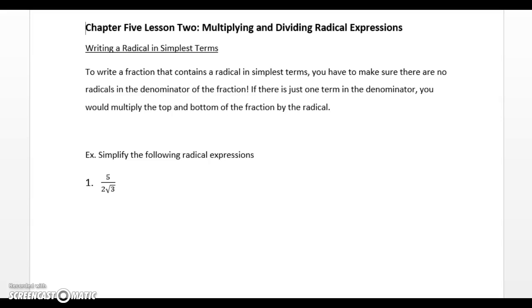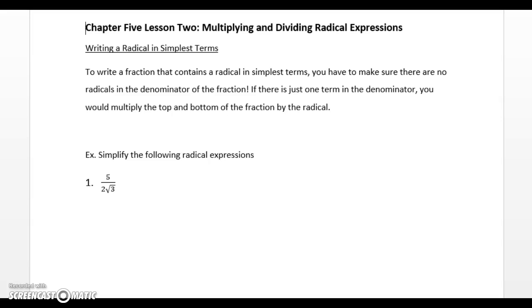In this video, we're going to look at Lesson 2 from Chapter 5, which is talking about multiplying and dividing radical expressions. And more specifically in this video, we're going to look at how to write a radical in simplest terms. So to write a fraction that contains a radical in simplest terms, you have to make sure that there are no radicals in the denominator of the fraction. So there can't be any radicals in the bottom of that fraction.